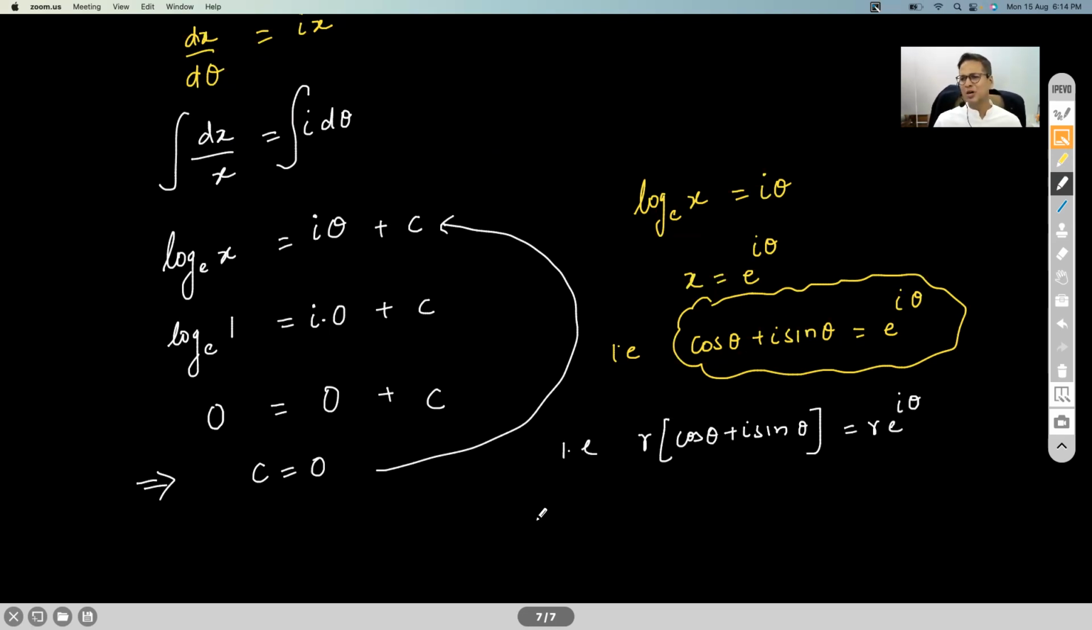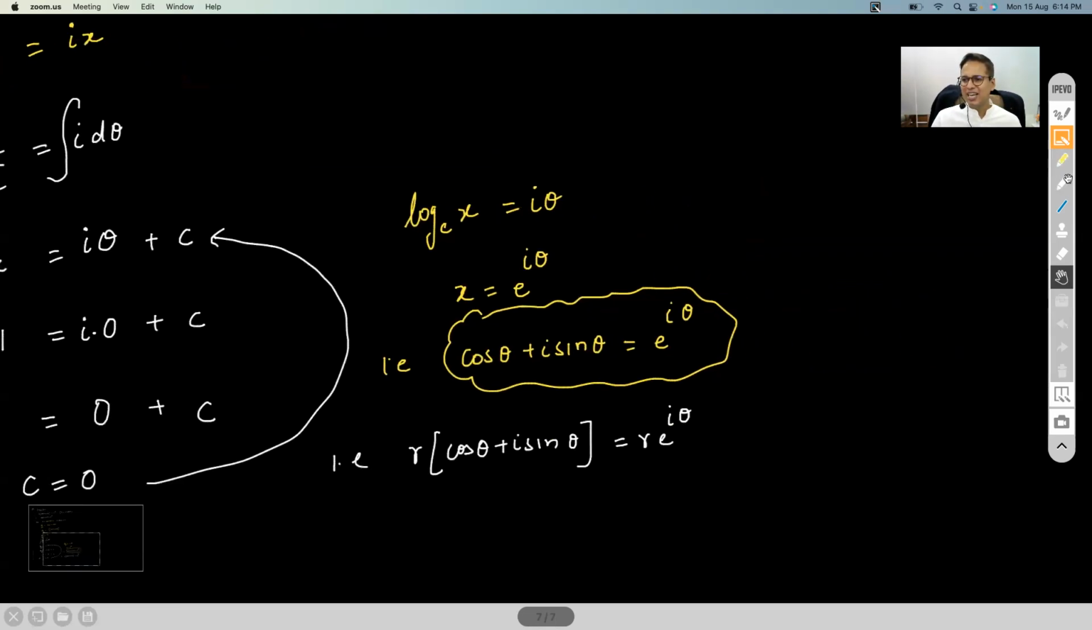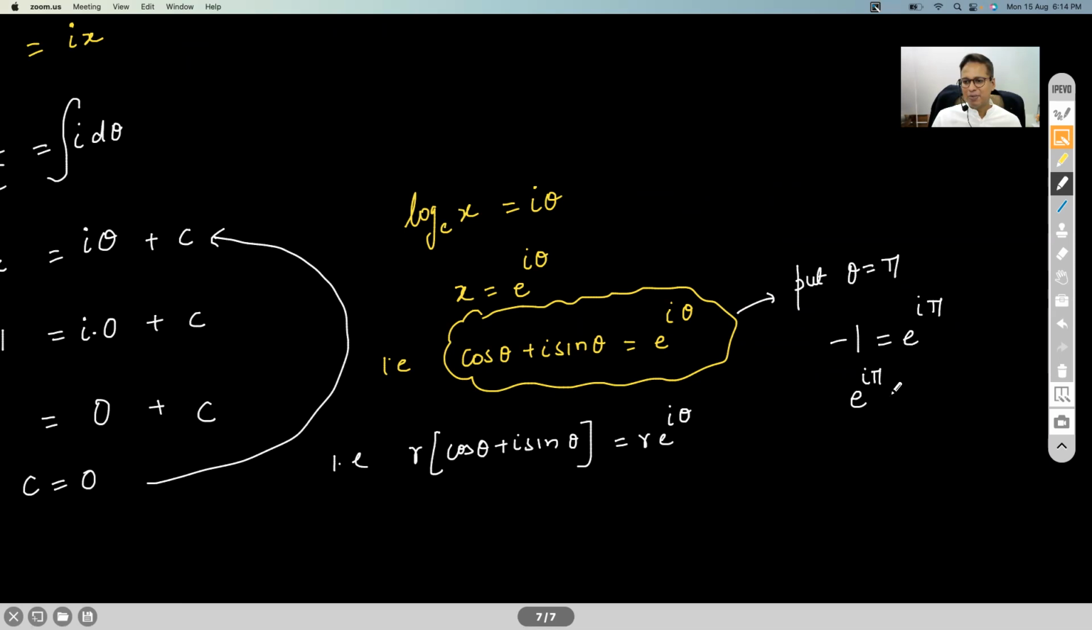And just out of general knowledge, if you put theta as pi, you end up getting -1 as e to the power i pi. That is, e to the power i pi plus 1 equal to 0.